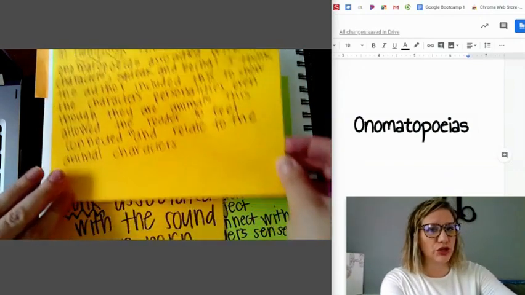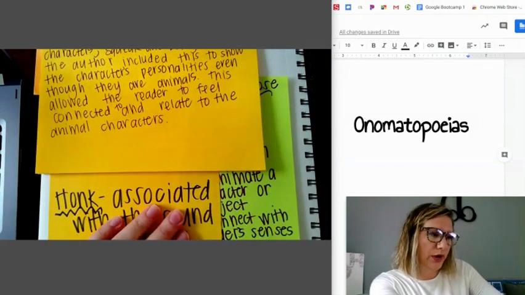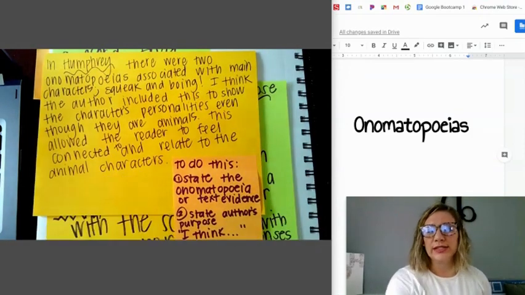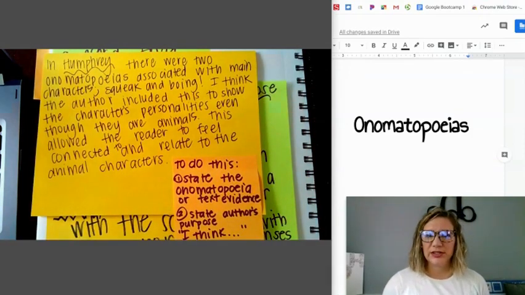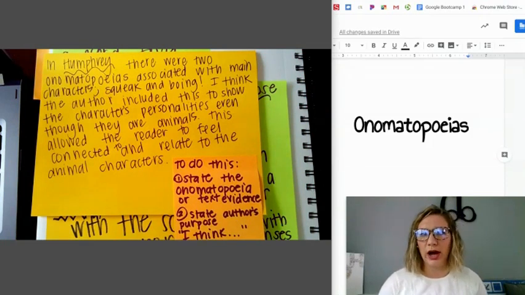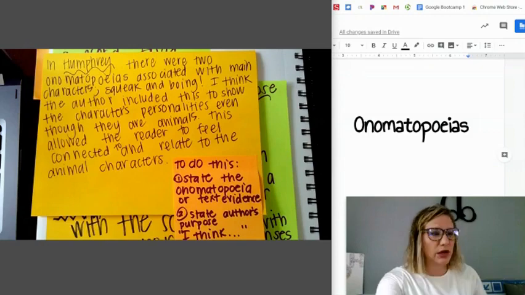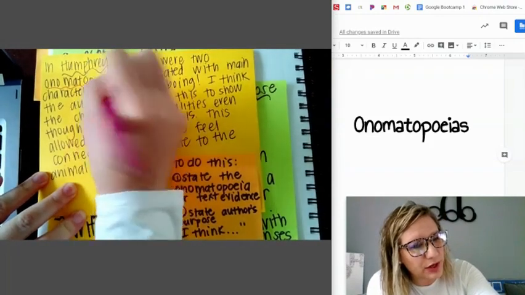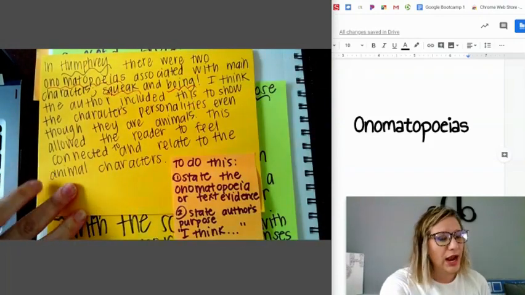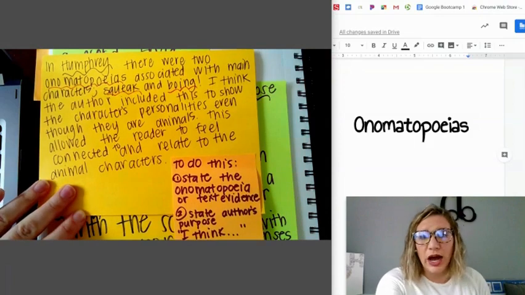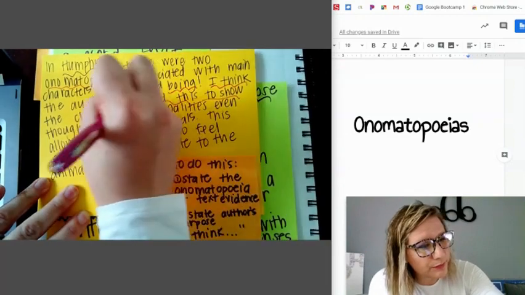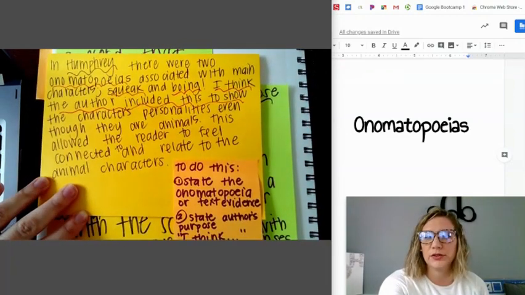So real quick, let me show you one way to write about onomatopoeias: to state the onomatopoeia or the text evidence, because that is your text evidence in this case, and then to state the author's purpose. I think that. So I stated my text evidence that was associated with this book. So I talked about my onomatopoeias being squeak and boing, and then stating the author's purpose. I think the author included this to show. So there was my first sentence starter.